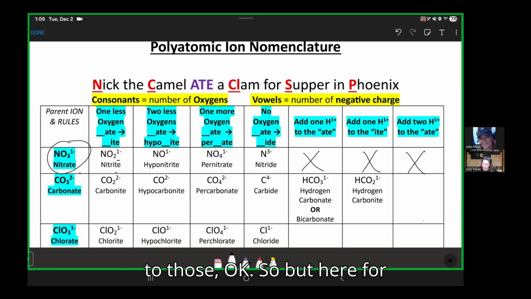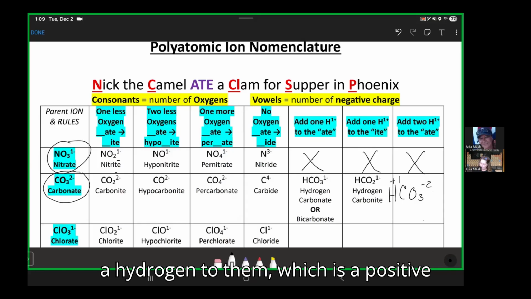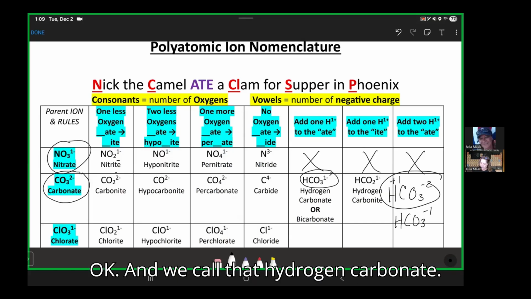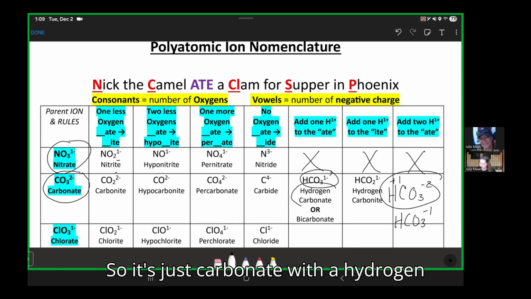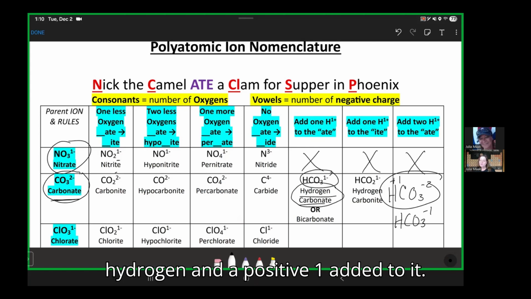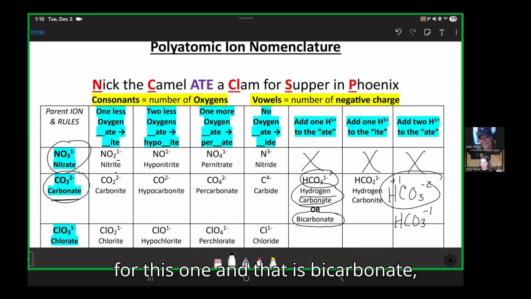So, but here for carbonate, if I take carbonate, which is a -2, and I add a hydrogen to it, which is a +1, that whole thing now is -1, okay? And we call that hydrogen carbonate. So it's just carbonate with a hydrogen added to it. Hydrogen carbonate, a hydrogen and a +1 added to it, okay? Now there is a common name for this one, and that is bicarbonate, okay?